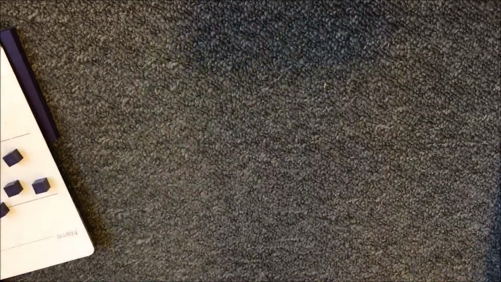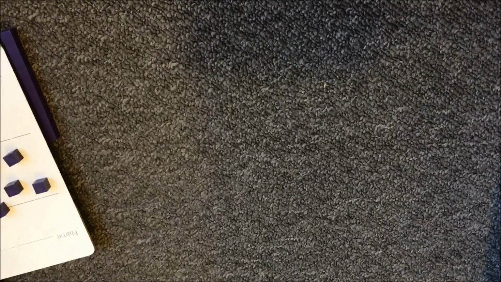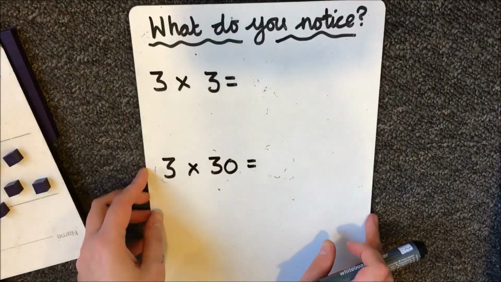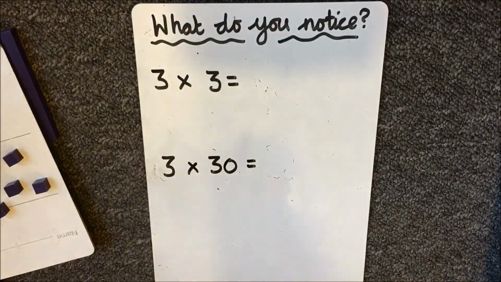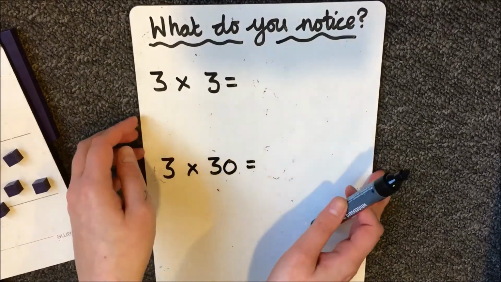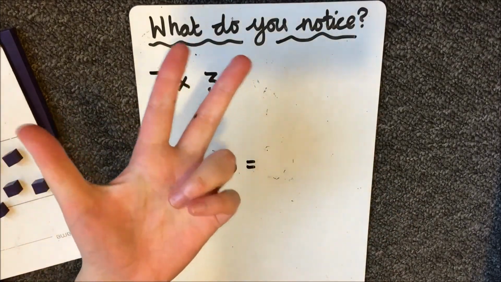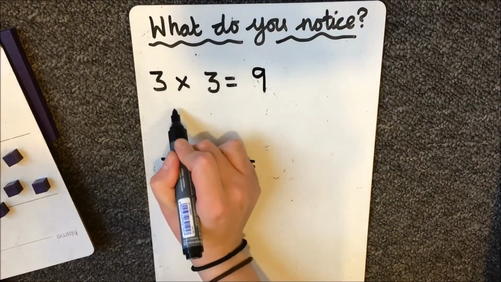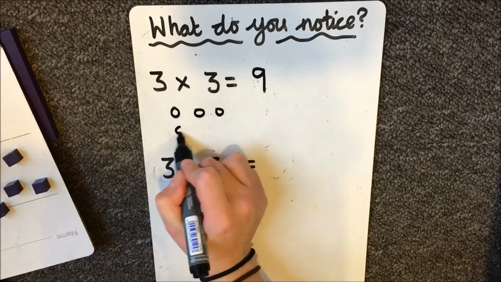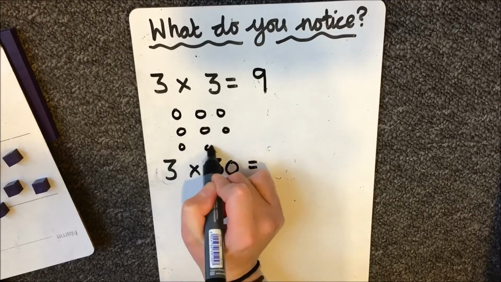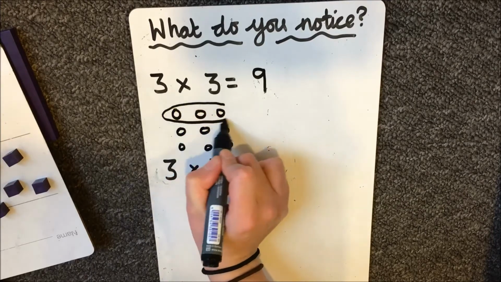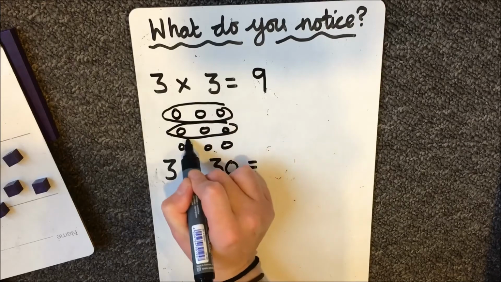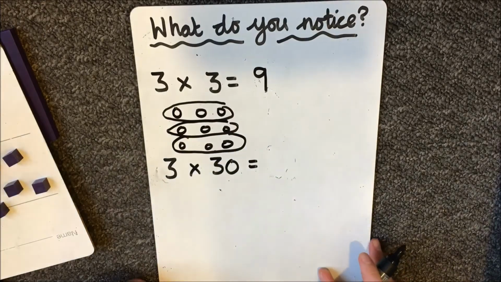Let's have another practice. Let's do it with this one. So let's try 3 times 3. What is 3 times 3? 3 fingers up. 3, 6, 9. And if you're not sure, 1, 2, 3, 1, 2, 3, 1, 2, 3. 1 group of 3, 2 groups of 3, 3 groups of 3.